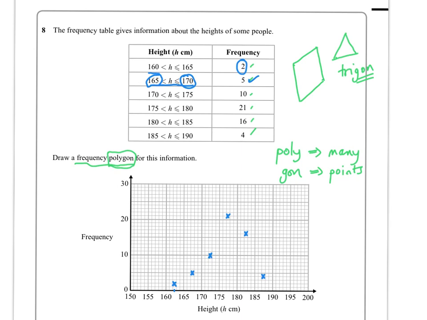So that would be my frequency polygon, and now I just have to join the points up with a ruler, and it's not smooth. Just think of a polygon as having flat sides, okay, not curved. So there's our first one, second one, third one, fourth, and lastly, there we go. Not a brilliant one. Try that again. Slightly better.